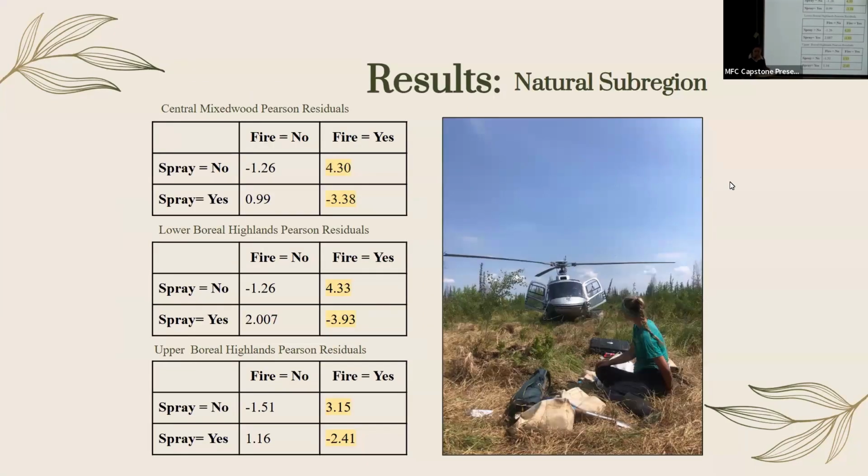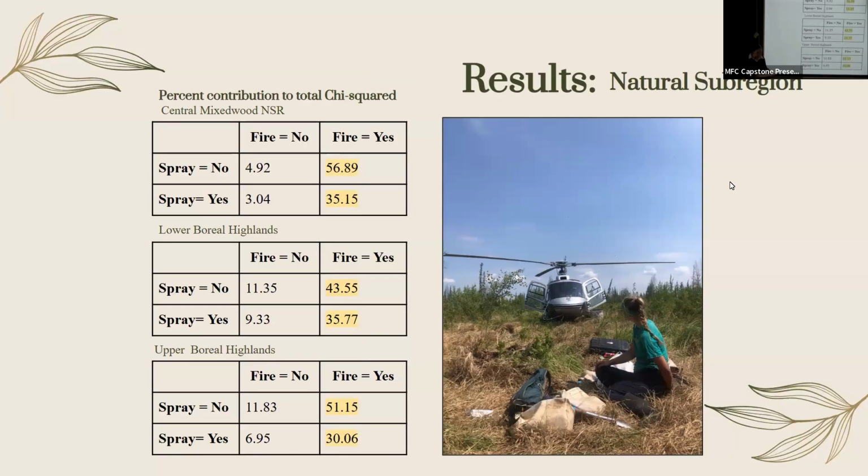And the pattern for the Pearson residuals here is the same as we saw in the other 2 tests, where unsprayed blocks burn more than the expected values and have a very high positive residual, and then spray treated blocks burn less than expected with these strong negative residuals. And again, this shows percent contributions, the same pattern. The 2 burned cells account for the majority of the chi-squared statistic on every single significant subregion.